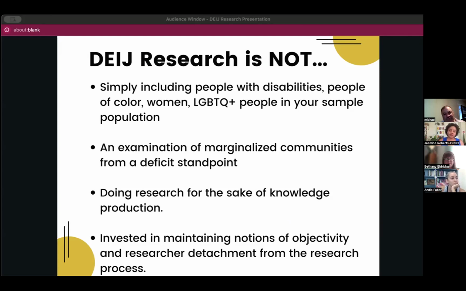In DEIJ research, we do very much reject the notion of objectivity and neutrality. I am going to say something a little controversial for my quant scholars out there. P-values, chi-squares, those are man-made concepts, technically, right? So this idea that research can be 100% objective, especially in quantitative research, is rejected in DEIJ-oriented research. The goal here is not necessarily to pursue neutrality, but to pursue equity and social justice in our research. That's what it is really meant to do.